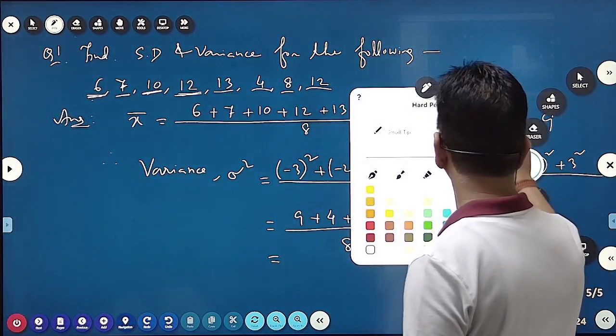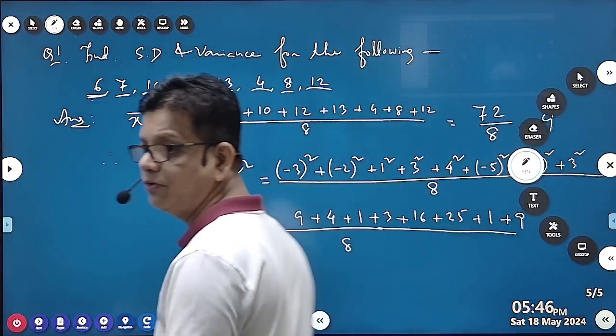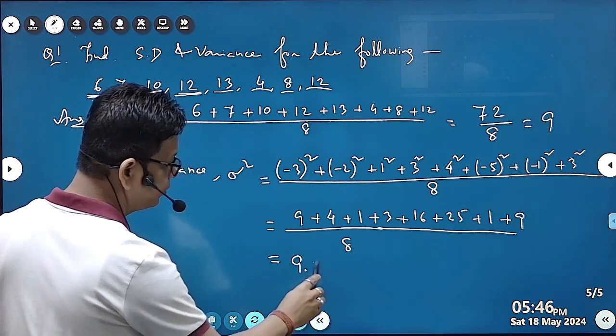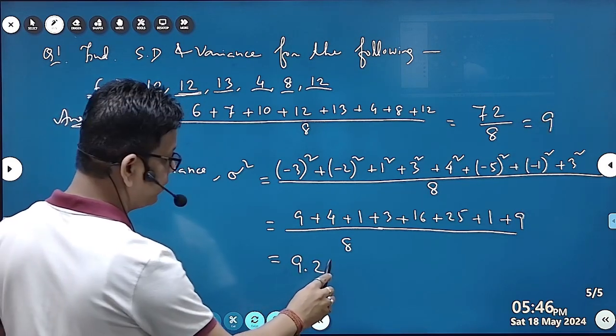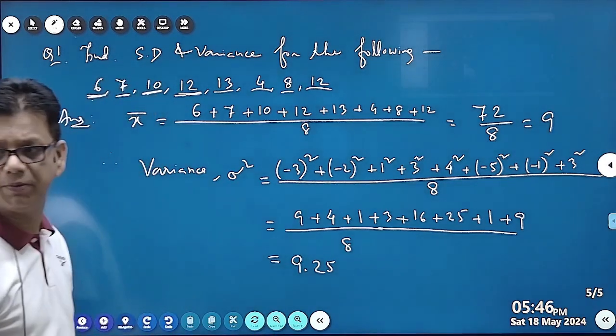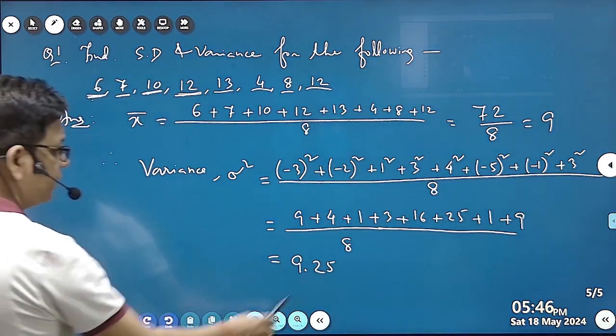You can write in decimal, at least two to three decimals after rounding off. How much? 9.22. After 5, what is there? Not there, no? Okay, so it is 9.25. Done? So this is your variance, 9.25.